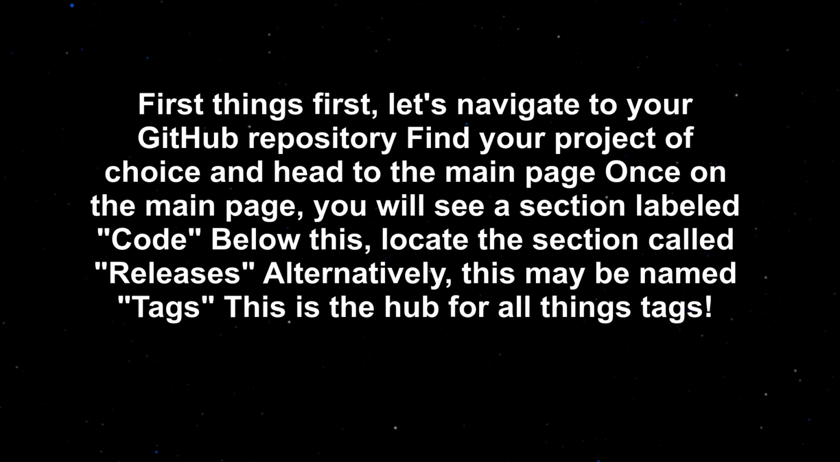First things first, let's navigate to your GitHub repository, find your project of choice and head to the main page. Once on the main page, you will see a section labeled Code. Below this, locate the section called Releases. Alternatively, this may be named Tags. This is the hub for all things tags.